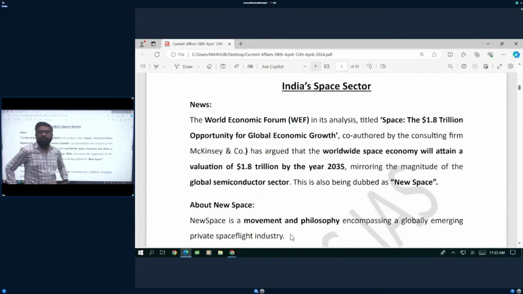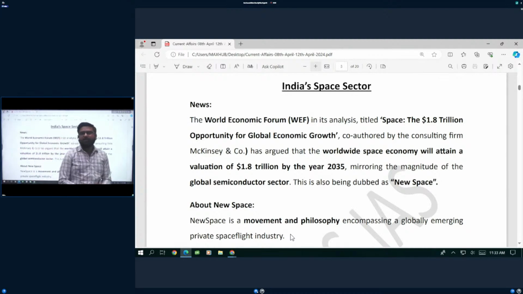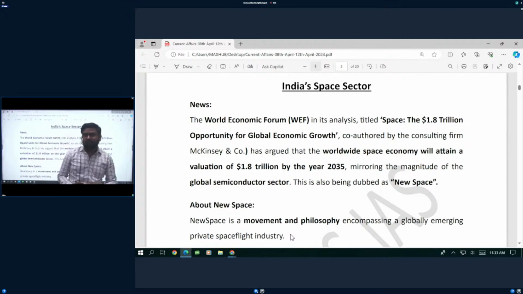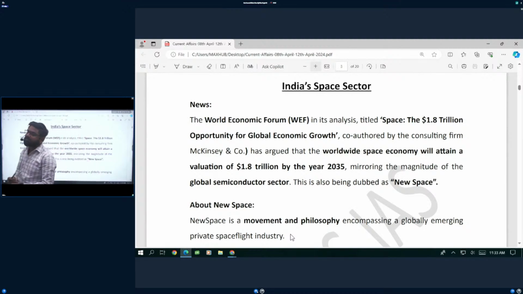So what we have to deal with, the first news is with respect to science and technology. In science and technology there is a proper chapter about the space sector. There you study about the orbits, types of satellites, types of orbit and ISRO's effort, NASA's effort. So it's relevant for both mains as well as prelims.